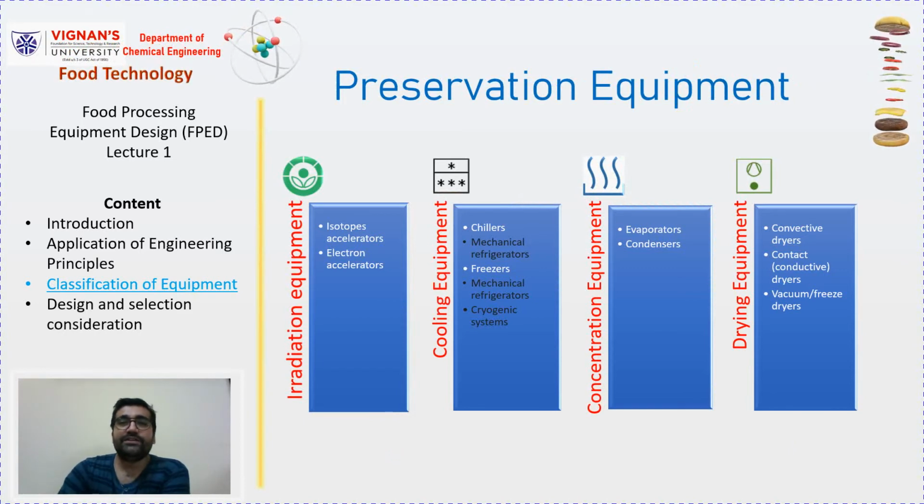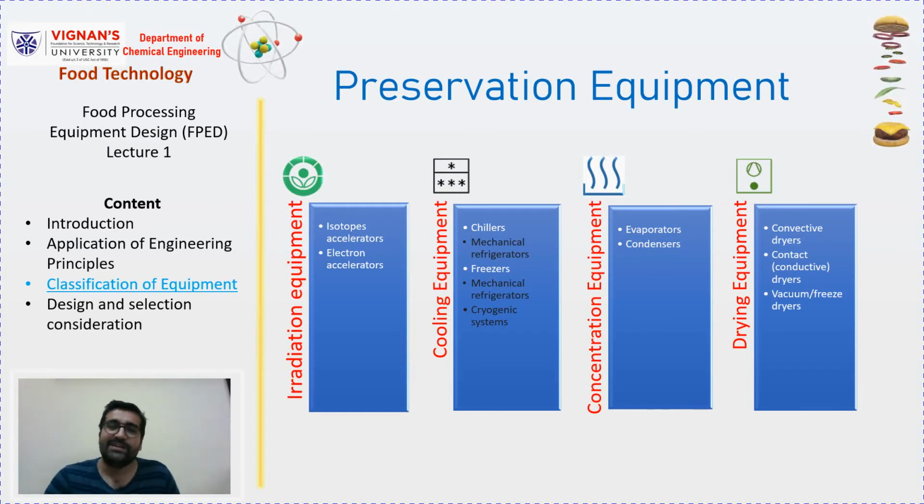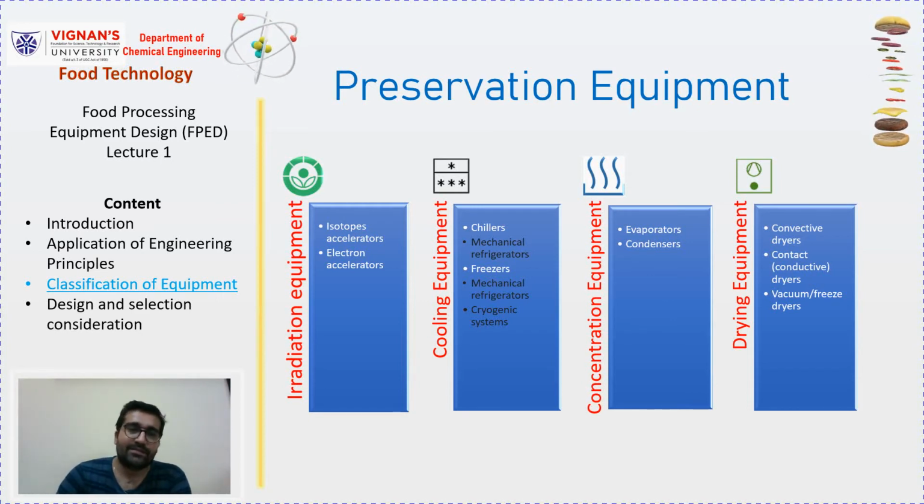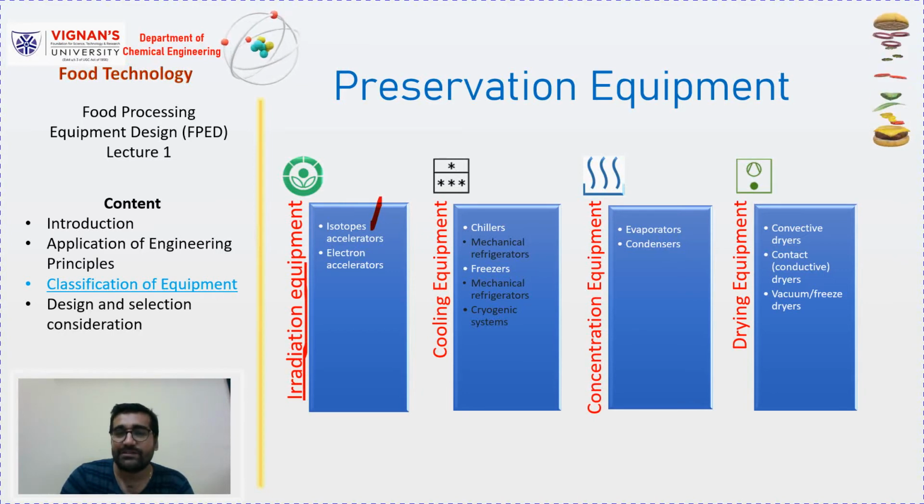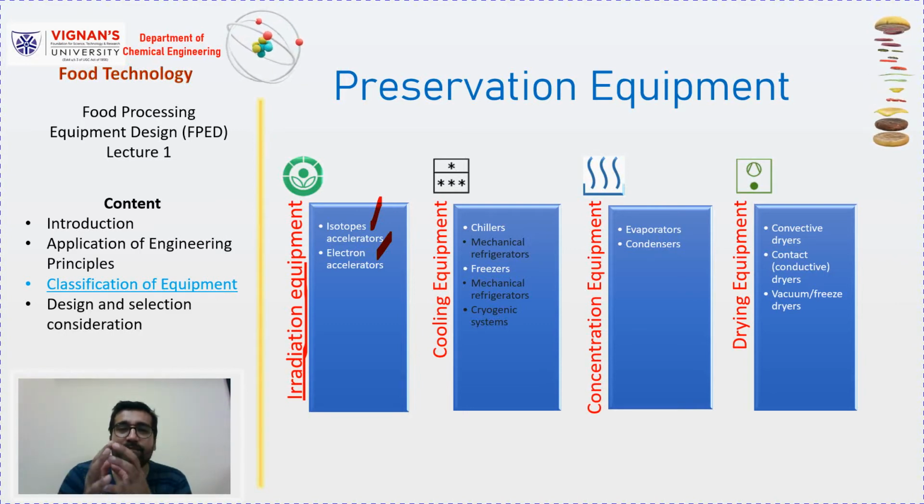Next come the preservation equipments. These equipments generally help to increase the shelf life of the product by killing the harmful bacteria. Radiation equipments are the equipments in which we use radiation, like isotope accelerators or electron accelerators, to kill the microbes, which will basically penetrate the outer membrane of the microbes and kill them.